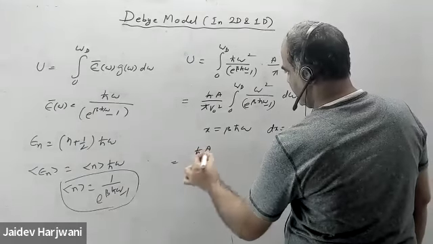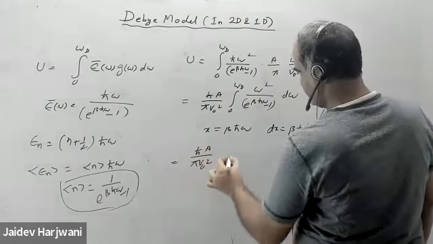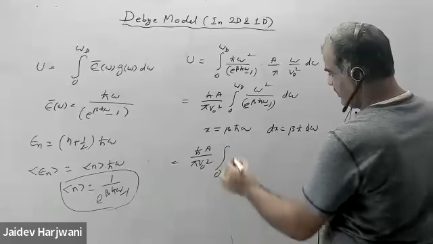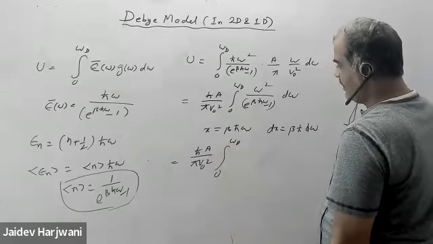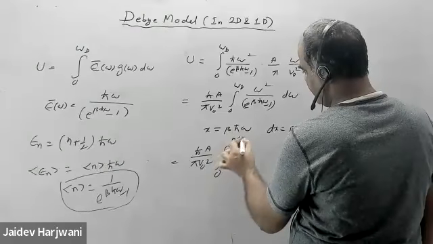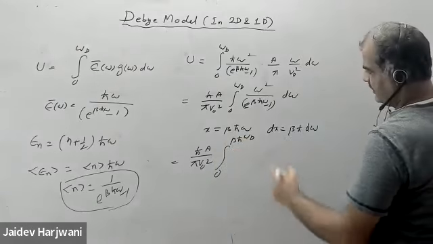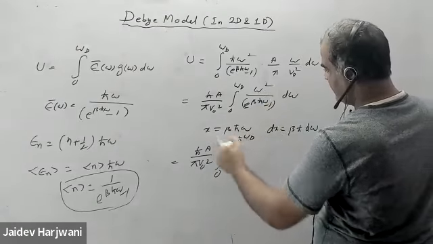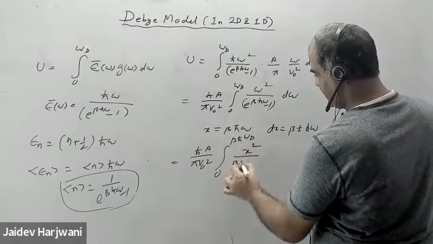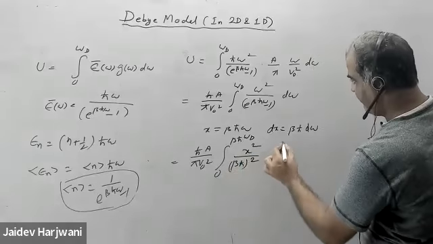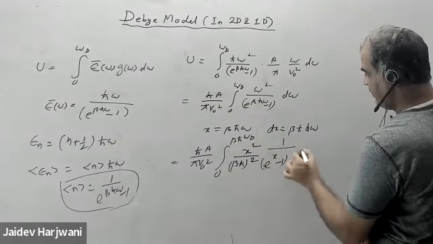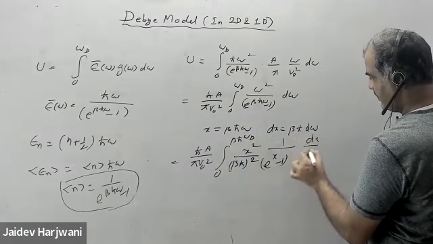So ħA upon πv₀² integral from 0 to ω_D. Okay, so when ω = ω_D, x is equal to βħω_D. So x limit, and ω² I'll write as x² upon β²ħ². And 1 upon e^(βħω) minus 1 becomes e^x minus 1, and dω is dx upon βħ.